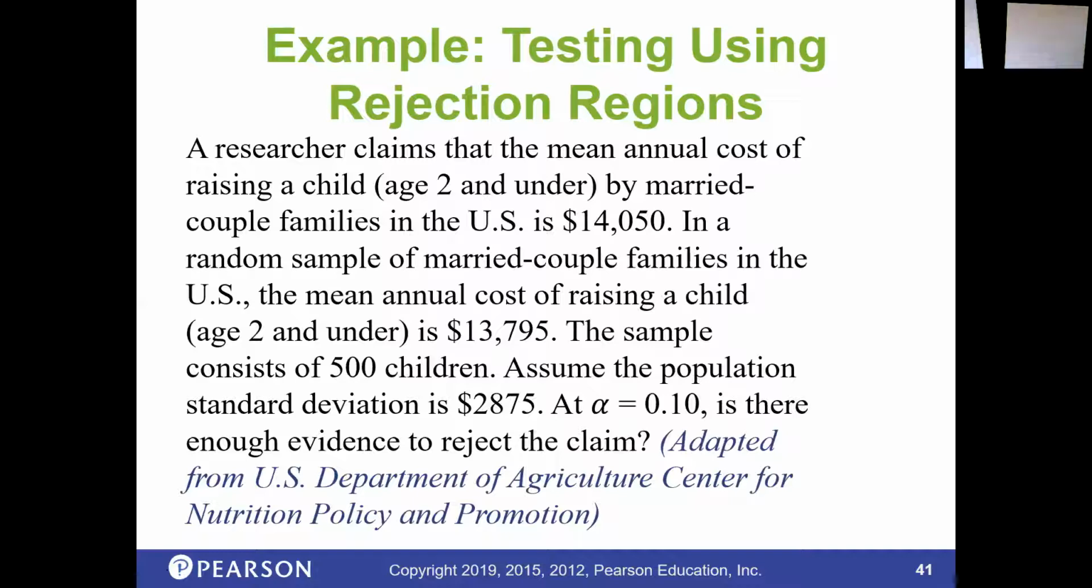So what have we got? We have this researcher claims the mean annual cost of raising a child by married couple families is $14,050. In a random sample of married couple families, the mean cost of raising a child is $13,795. The sample consists of 500 children. Assume the population standard deviation is $2,875. At the 0.1 level, is there enough evidence to reject the claim?